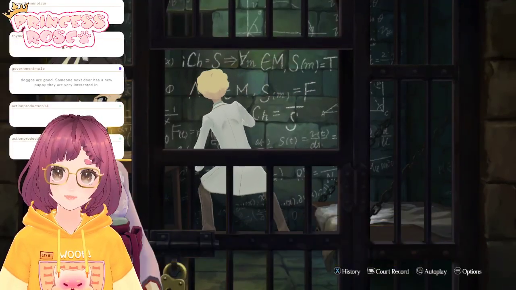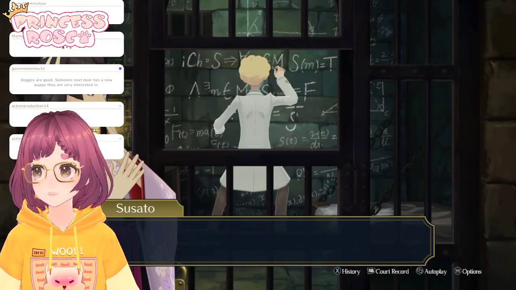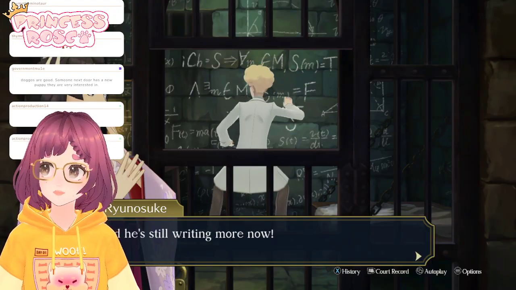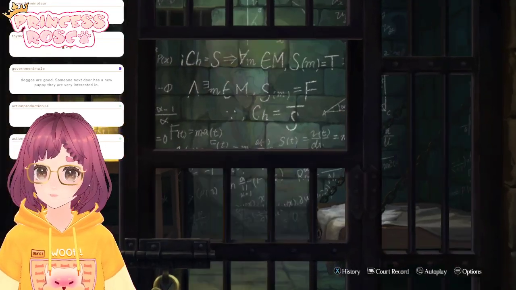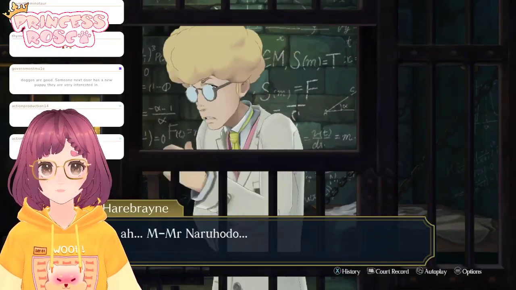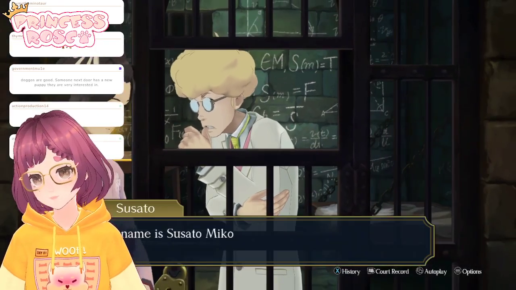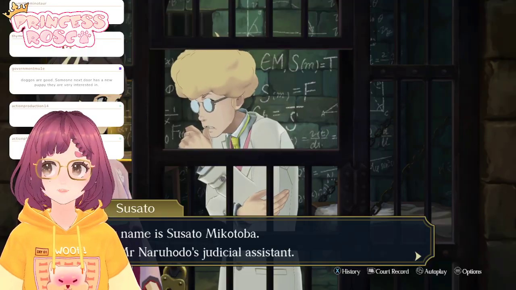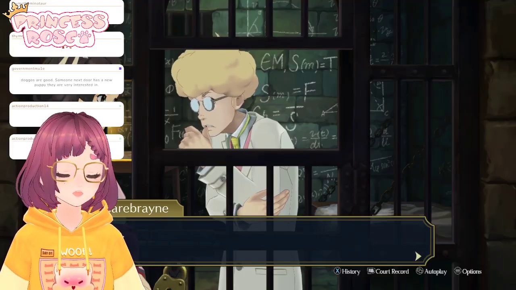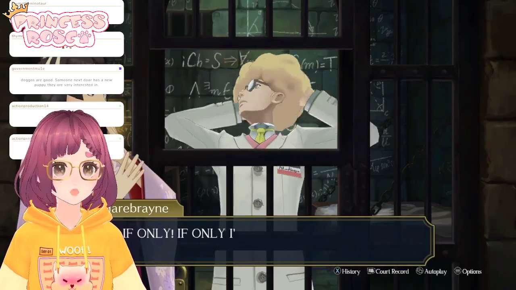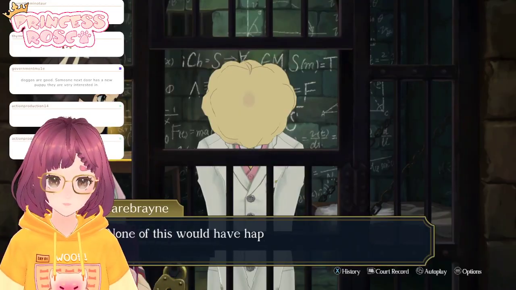What's he doing? He's... Oh my! The whole wall of the cell is covered in mathematical equations. And he's still writing more now. Professor, sorry to interrupt. Oh, Mr. Naruhodo. And who is this young lady? My name is Susato Mikotoba. I'm Mr. Naruhodo's judicial assistant. It's a pleasure to meet you, Professor. Oh, if only I'd met a refined young woman like you sooner! None of this would have happened.